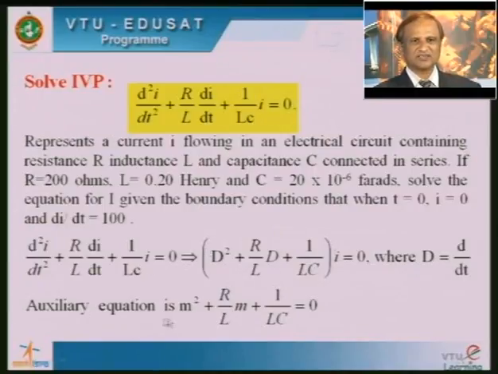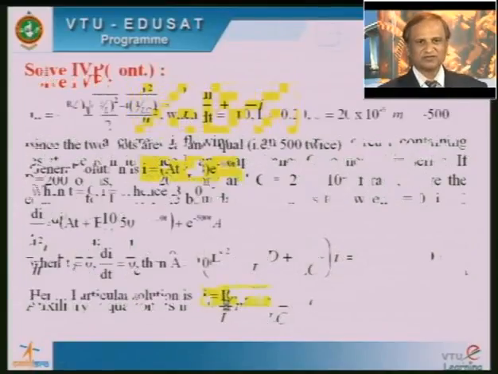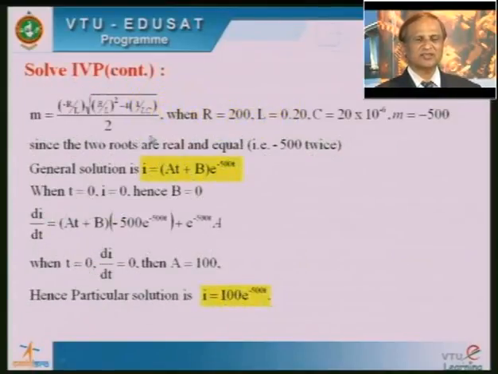Is it clear? The auxiliary equation is simply replace capital D by m, right? So m square plus R by L into m plus 1 divided by L into C is equal to 0. Is it clear? I hope from the auxiliary equation we can find out the roots. Suppose we calculate the roots, you can obtain the roots in this form, right? So m equals minus R by L plus or minus square root of (R by L) whole square minus 4 times 1 divided by L into C, whole divided by 2, right?